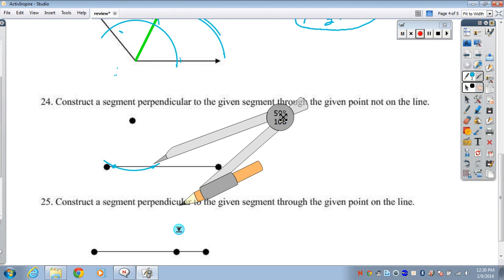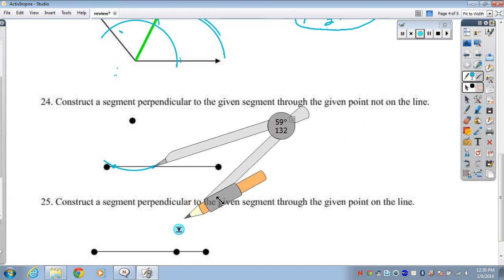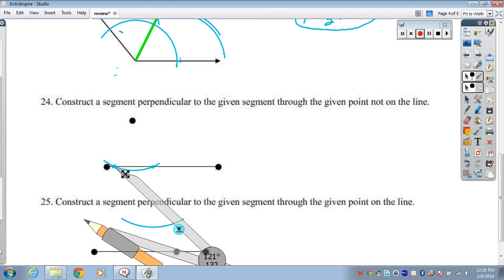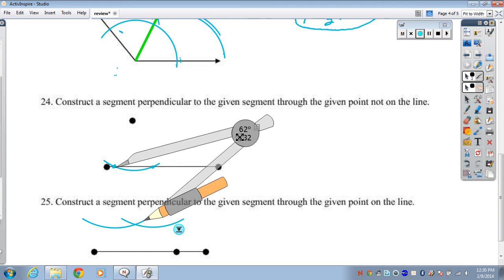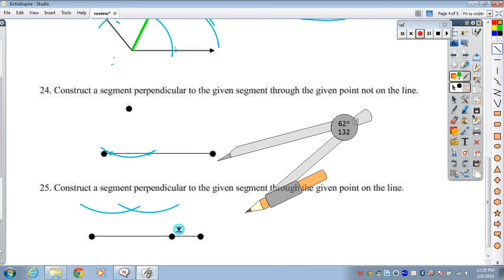Then we're going to draw arcs again. We want to stretch this out so it's a little bit past halfway between here and here, which this one is. So now we draw arcs from the points that we just made. And again, these arcs should intersect. So now use your straight edge. You're going to draw a line from this point down through the point of intersection. There you go.